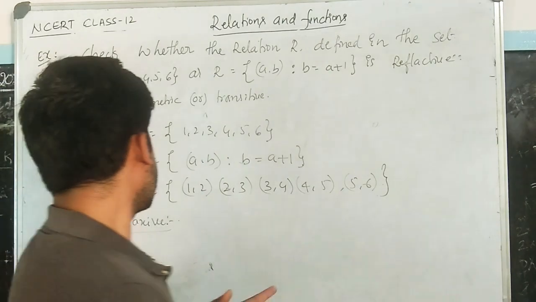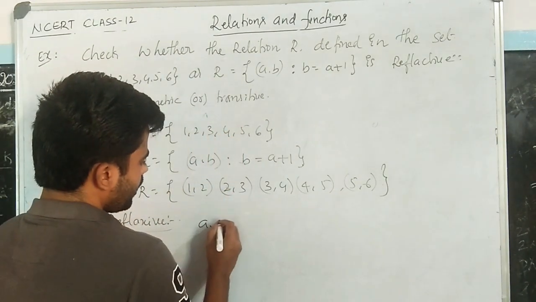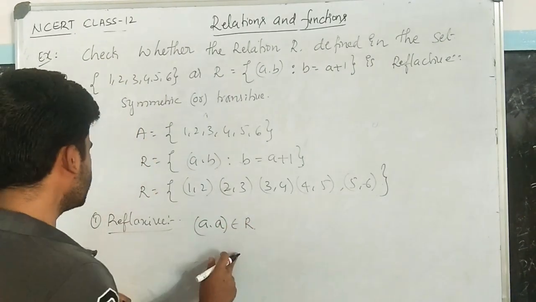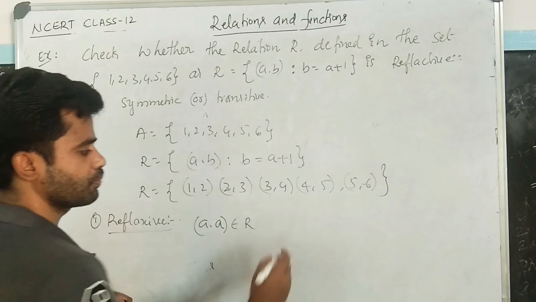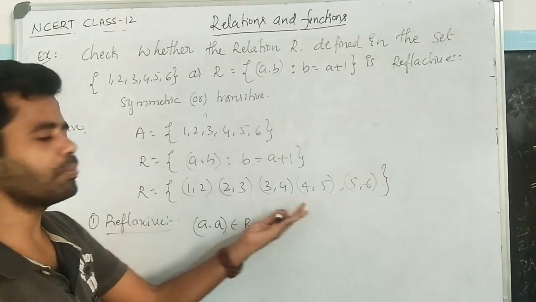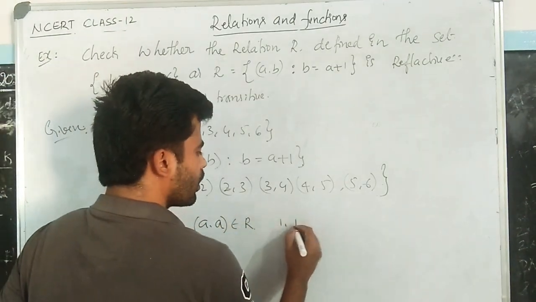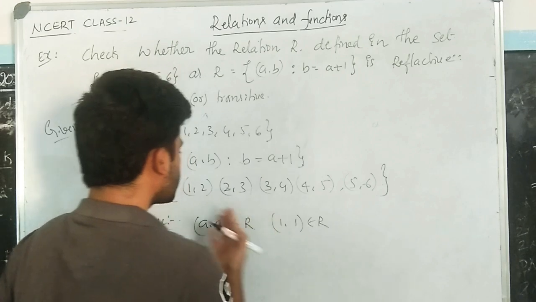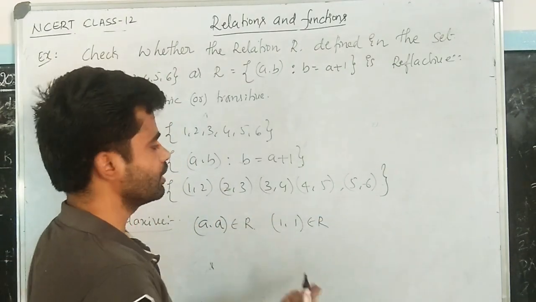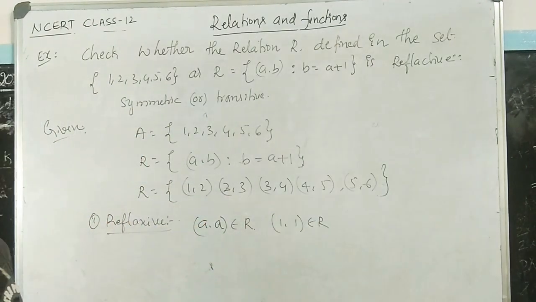Then what is a reflexive relation? For all a, (a, a) is in R, only then it is reflexive. It must hold for all. But here there is no such ordered pair in R. There is no (1, 1) in R, there is no (2, 2), there is no (3, 3). There is no such ordered pair in R. Hence, we can say it is not reflexive.